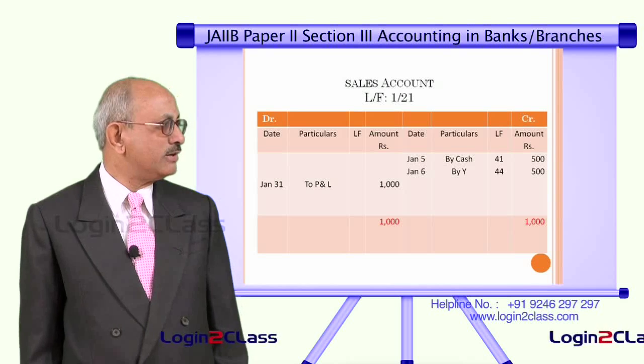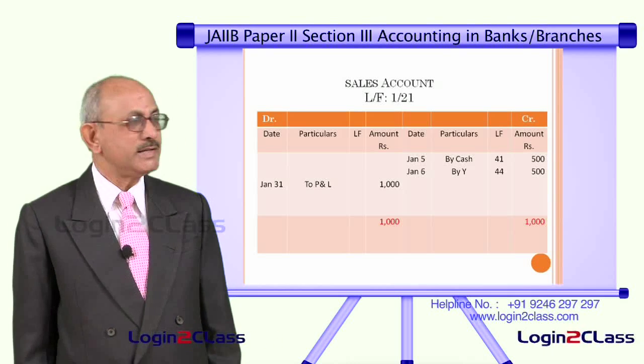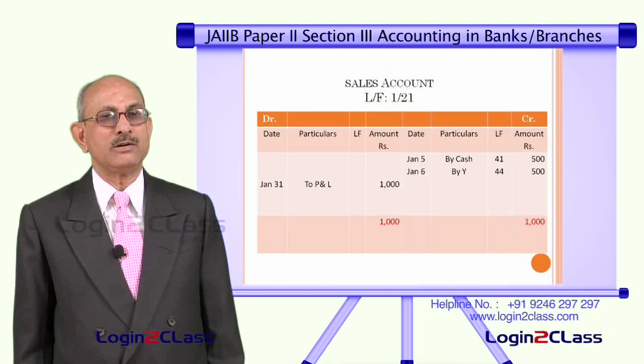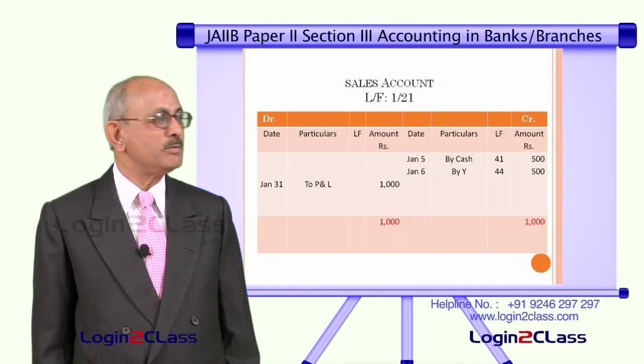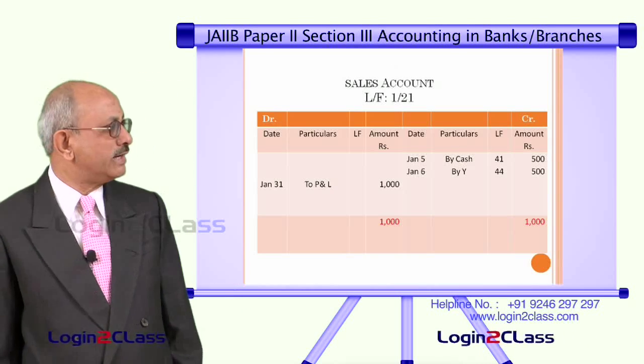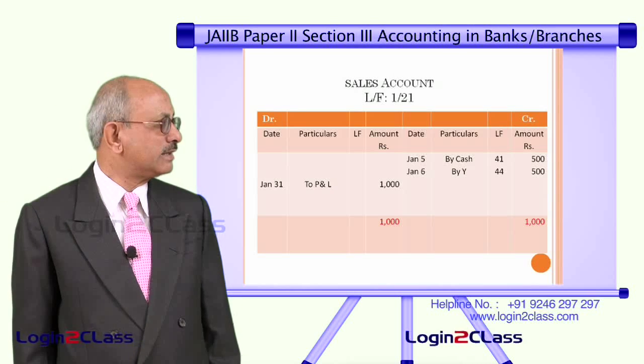So here we find two entries, the total of that is put on the debit side in order to balance the account, and the total is carried forward to P&L account. It is not carried down because it is a nominal account, and while jotting down the balance in the accounts you have to jot it down as 1000 credit balance in respect of sales accounts.